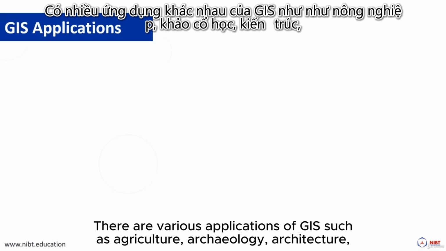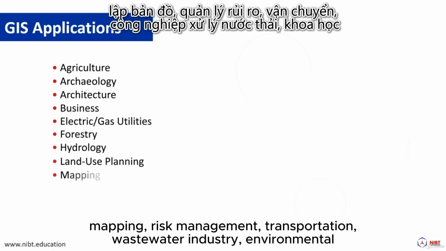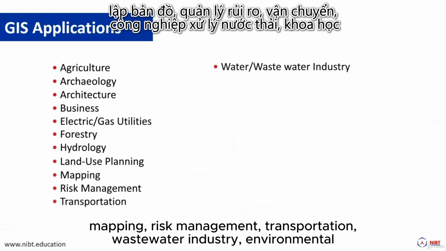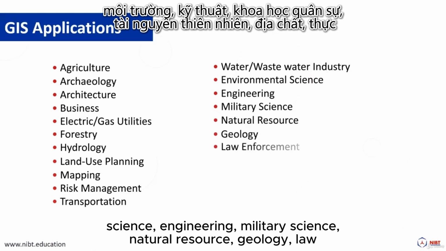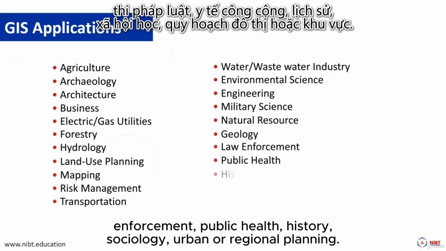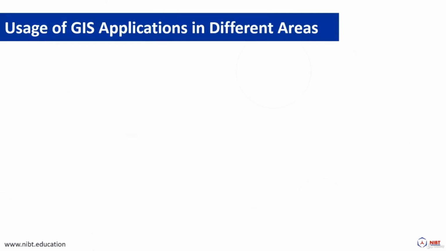There are various applications of GIS such as agriculture, archaeology, architecture, business, electric or gas utilities, forestry, hydrology, land use planning, mapping, risk management, transportation, water, wastewater industry, environmental science, engineering, military science, natural resource, geology, law enforcement, public health, history, sociology, urban or regional planning. Let us see some example of GIS application.